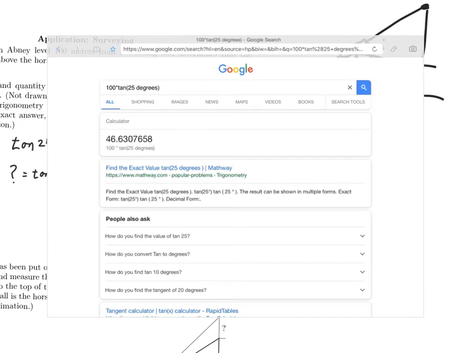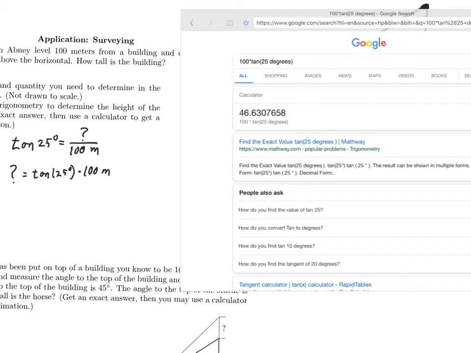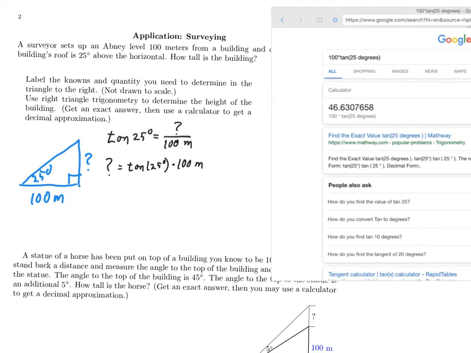All right, here we are. So I've just asked Google, in this case, to compute 100 times the tangent of 25 degrees, which is exactly what I wanted. So let's just write that down. 100 times tangent of 25 degrees is 46.6. And now let's put the units back. So that's approximately 46.6 meters tall. And let's just remind ourselves that this is an approximate answer, not an exact answer.